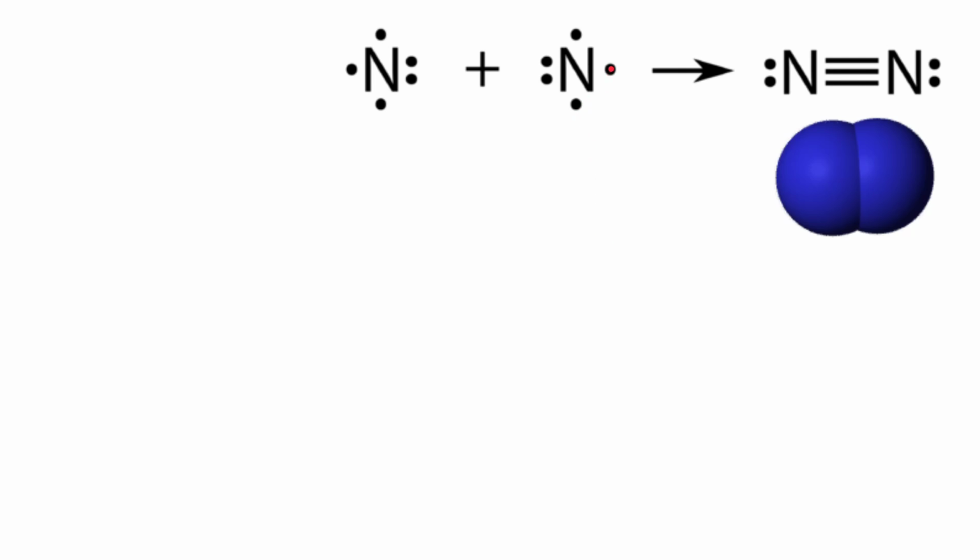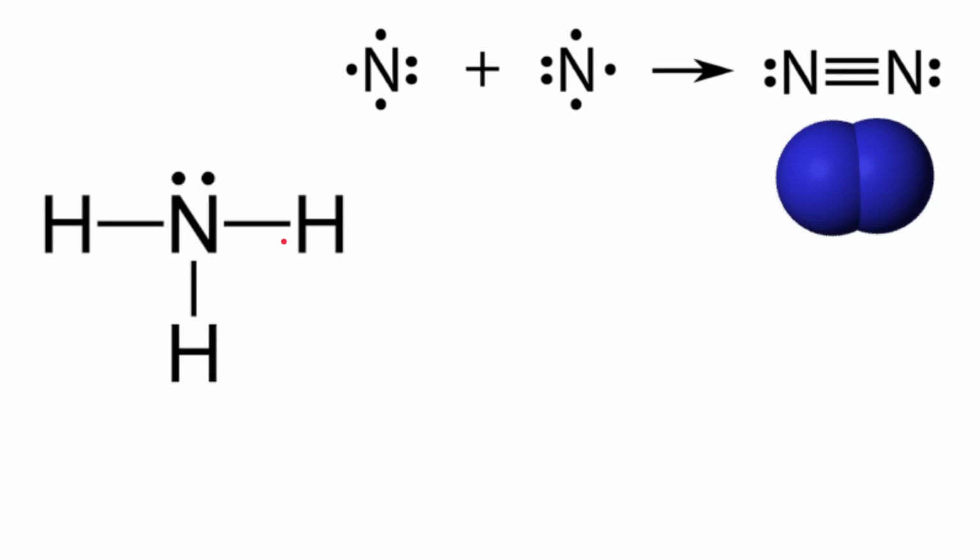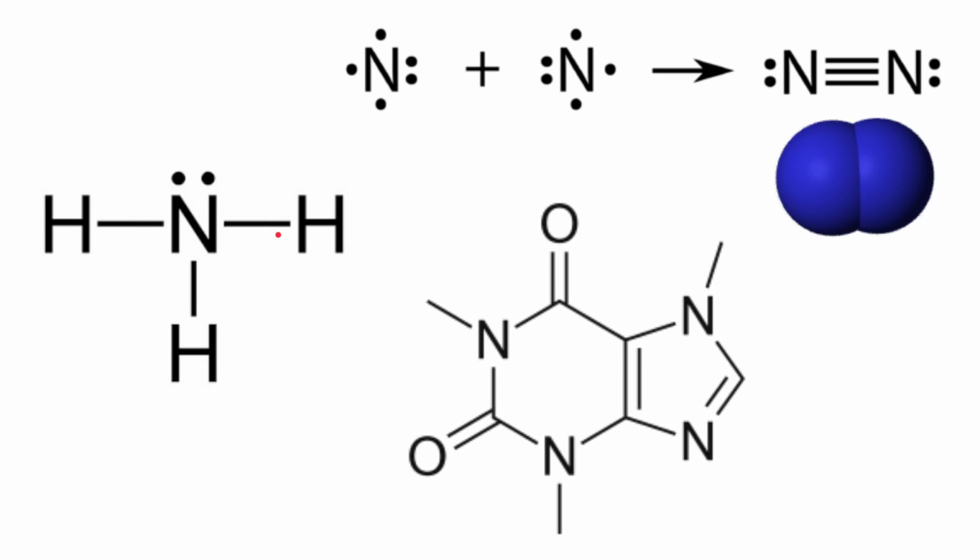These single electrons pair up with these single electrons and form a triple bond. This is nitrogen gas, N2, and it's the most common type of gas in our air. This is also ammonia. You have the single bond, you have the single electron nitrogen up here. We call these lone pairs. You have the lone pairs of electrons up here, and it's making three bonds to hydrogen.